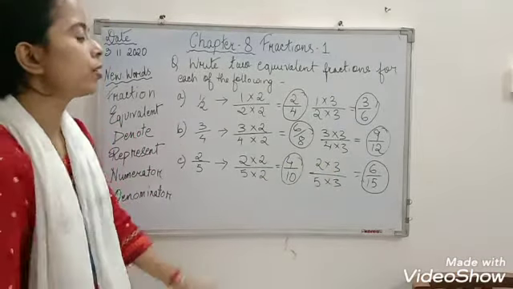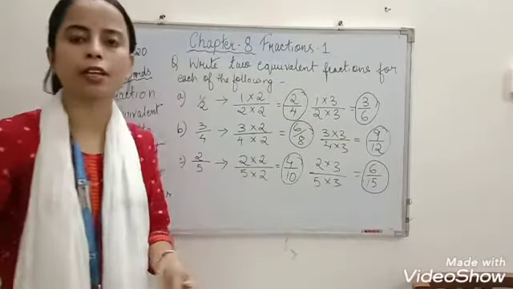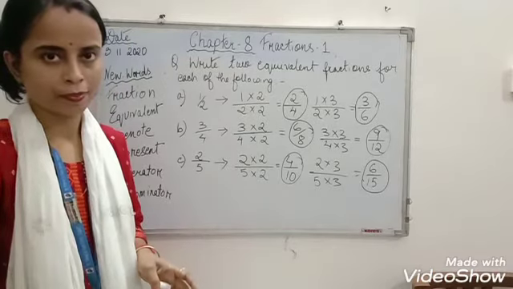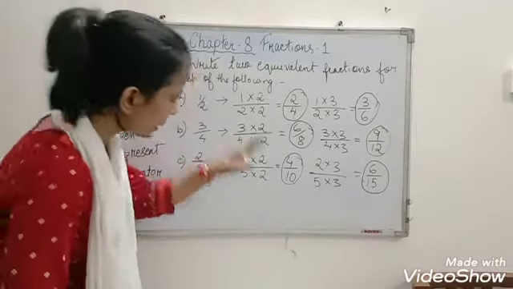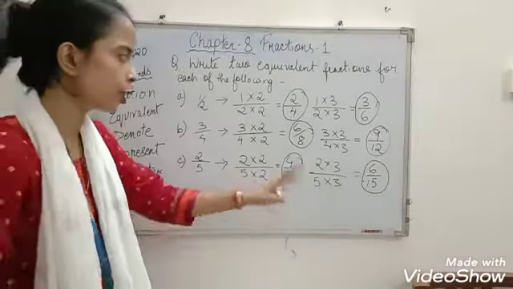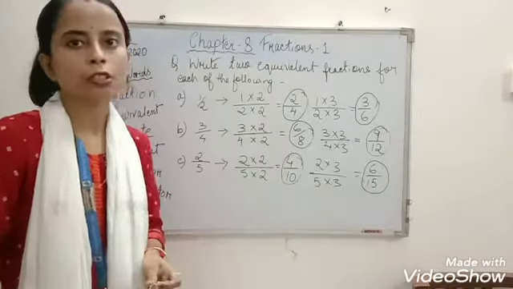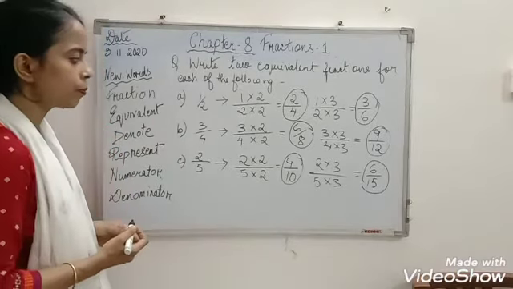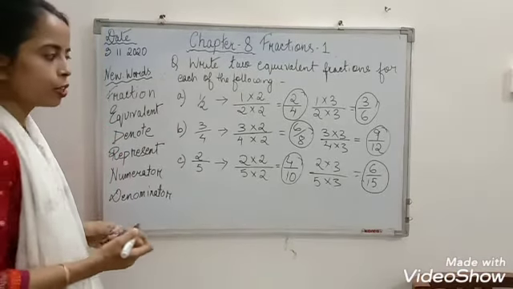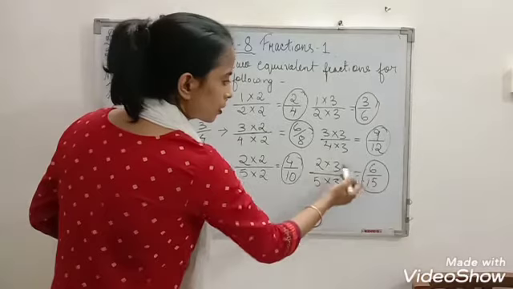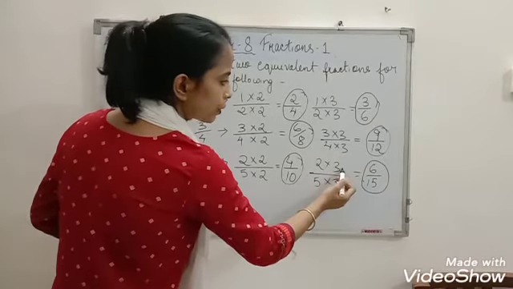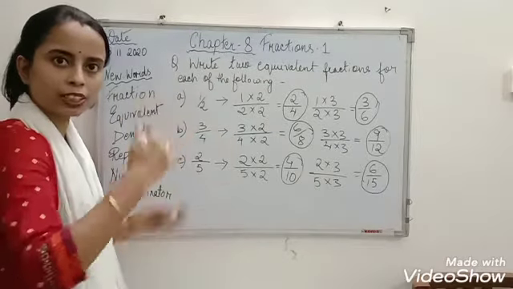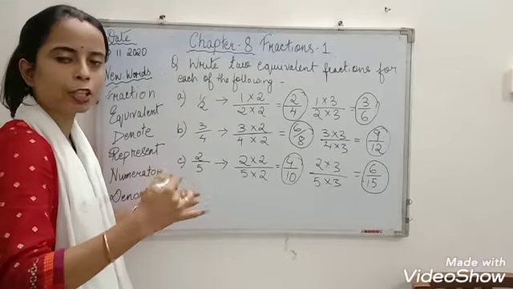So children, this is how you have to find out the equivalent fraction of the given fraction. Okay? By multiplication or by division, you can find out the equivalent fraction. Understood, children? Clear? So if you divide 6 by 2, you will get 3. 15 divided by 5, you will get 3. So this is how you can find equivalent fractions.